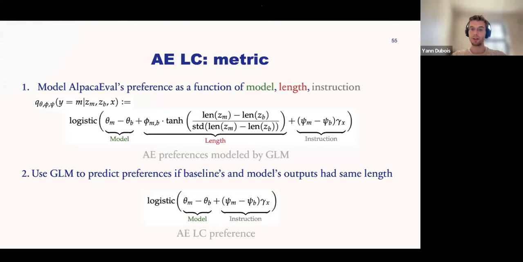AlpacaEval length control preference. So just a quick summary, we first modeled AlpacaEval preferences based on model length instructions, and we essentially just dropped the length term to get the AlpacaEval length control preference. So this is the model of AlpacaEval preferences, and this is the predicted preference if the baseline and the model outputs had the same length.